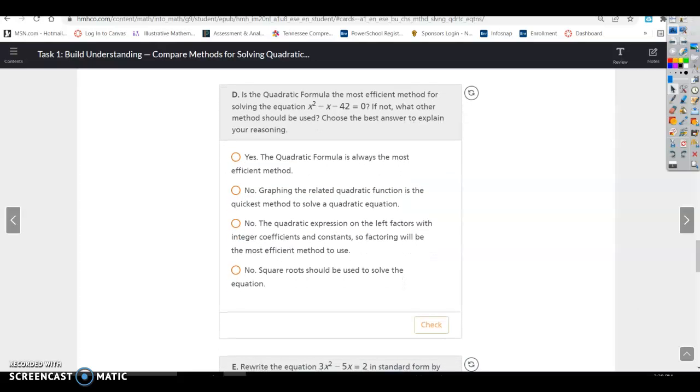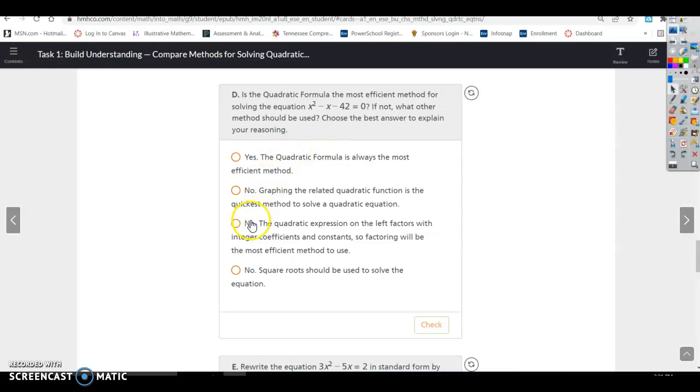All right, is the quadratic formula the most effective method for solving this quadratic? If not, what's the other method? All right, so when I look at this, I think of negative 42 as being 6 times 7, which is 1 apart. So I think the easiest way to solve this is by factoring, because if you're good at multiplication, that's going to be quick and easy. You write your factors, you set them equal to 0, and you solve for x for each one.